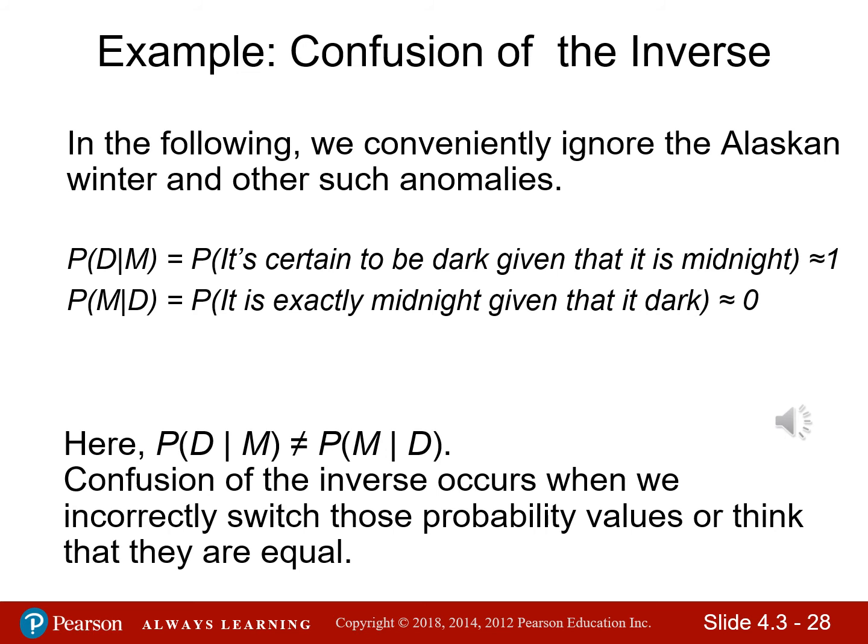We refer to this as the confusion of the inverse. Confusion of the inverse occurs when we incorrectly switch those probability values or we think they are equal.